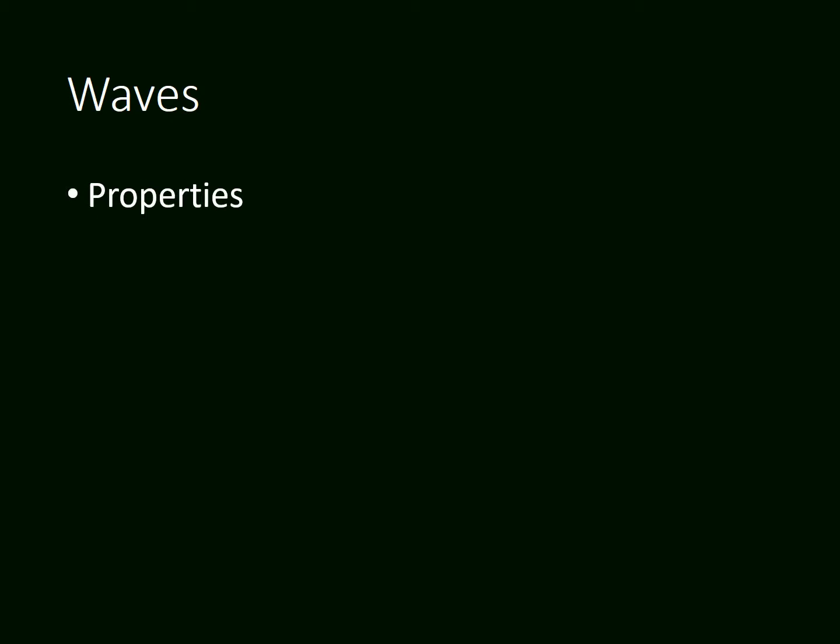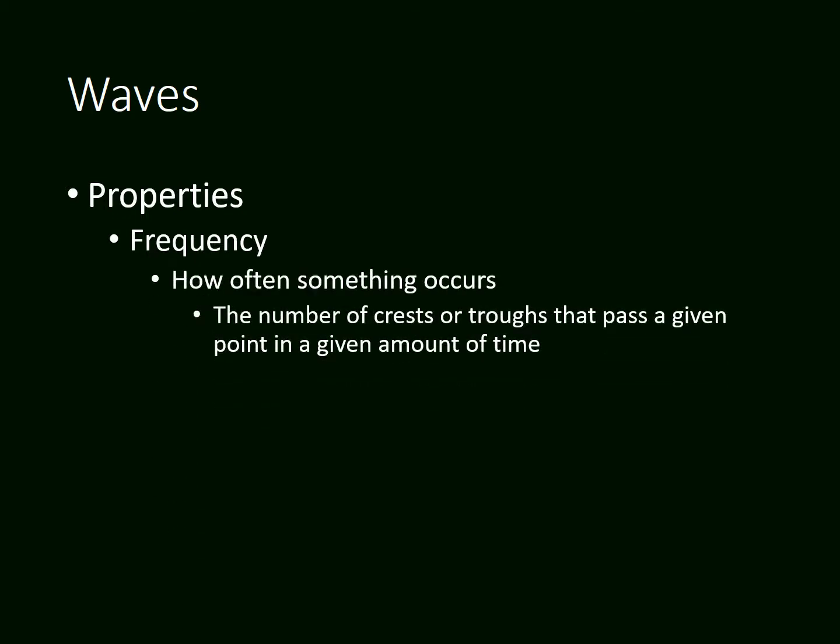So looking at the properties of waves, there are four main properties we need to look at. The first is frequency. Frequency is how often something occurs. So when we're looking at waves, it's typically how many crests or how many troughs pass by a given point in a given amount of time. So this would be like standing out on the corner of your road and counting how many blue cars pass in 1 minute. That's kind of the idea of frequency. How often does it occur? So that would be the frequency of blue cars.